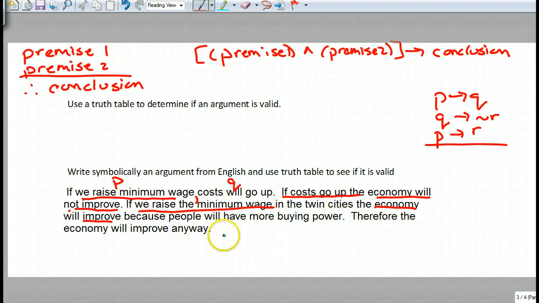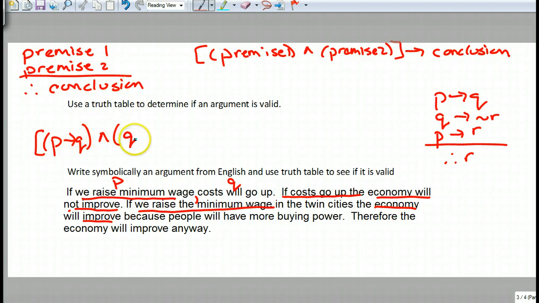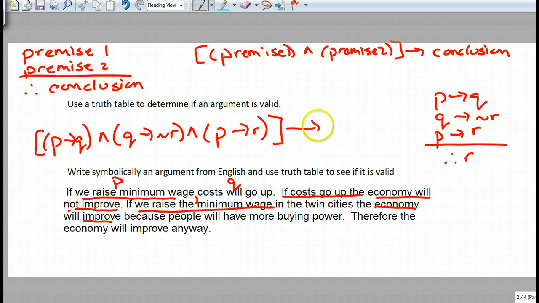Okay, and then the last statement is, therefore the economy will improve anyway. So that would be therefore R. So I want to make a compound statement with this in the form that I have up here. So it's going to be a bracket, and I'm going to put all my premises inside. So it'll be P then R, or Q, and Q then not R, and P then R. Yep, you put all the premises inside. Therefore R.